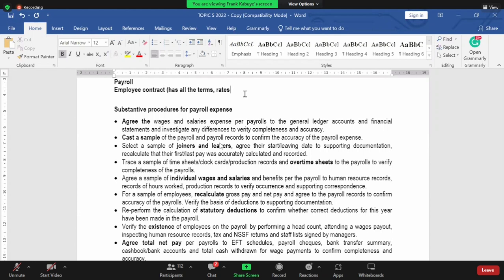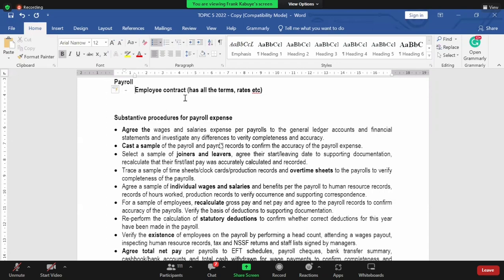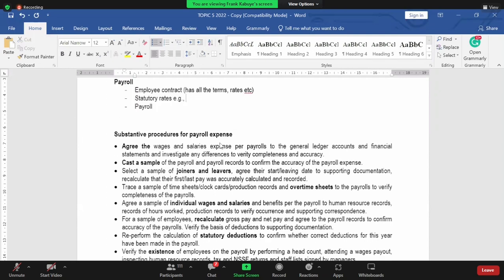Then two, after the contract, somebody has gotten a job, he has a contract. The contract has what he must be paid, has the allowances, everything. Then we go to the statutory rates. What are the PAYE rates, the NSSF rates, you get it. Then we shall have our payroll. Here we have PAYE, NSSF, LST, local service tax, etc. Payroll will be prepared. Then there are source documents.